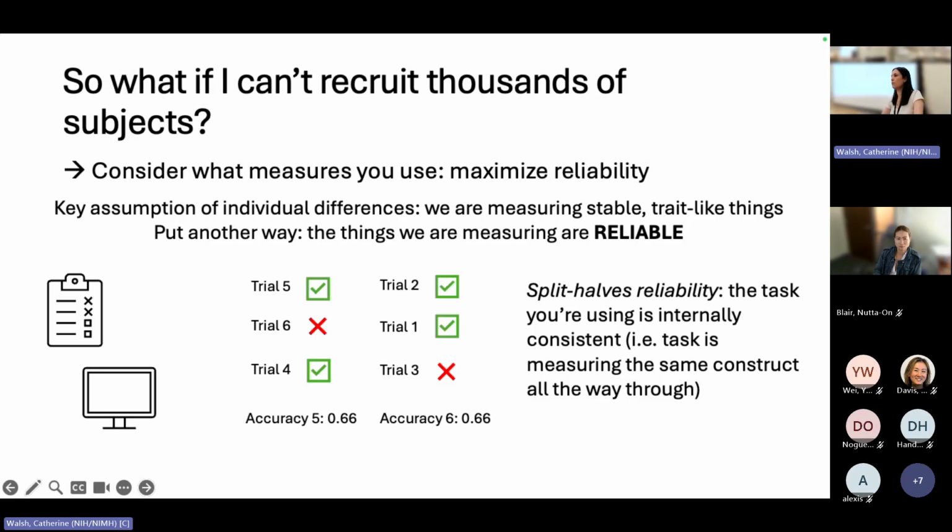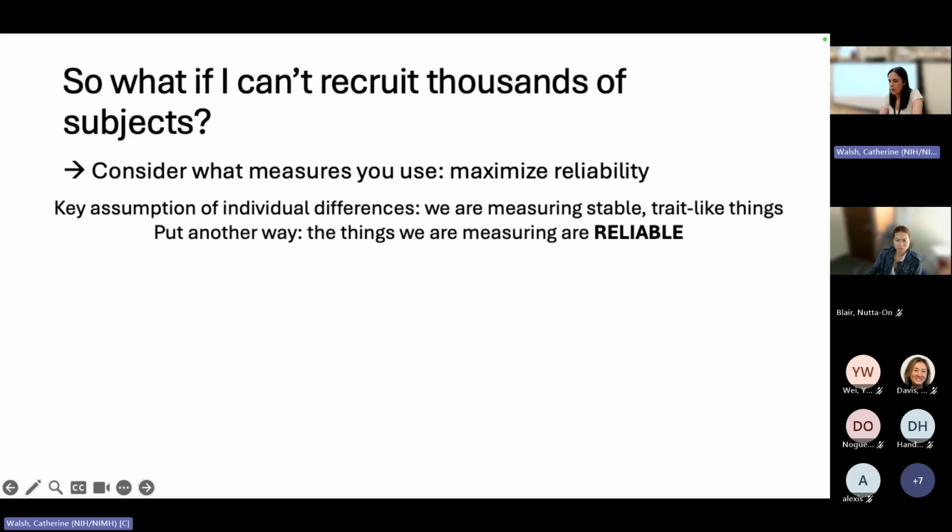So that is, it's measuring the same construct all the way through. A task that has good internal reliability is going to be better to try to measure individual differences than a task with lower reliability. But the big question is, do all the tasks that you're finding wherever have a decent split half reliability, and how can we know about that?